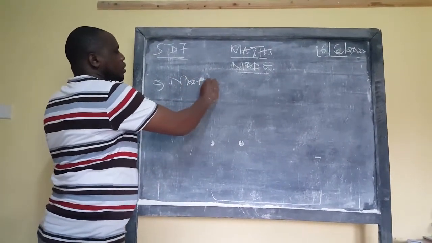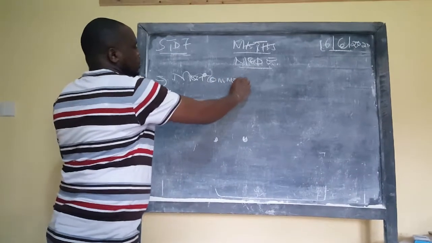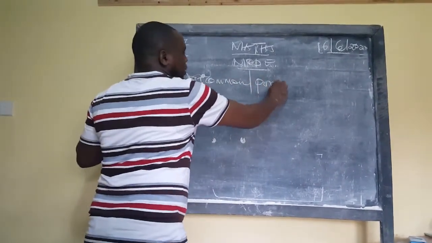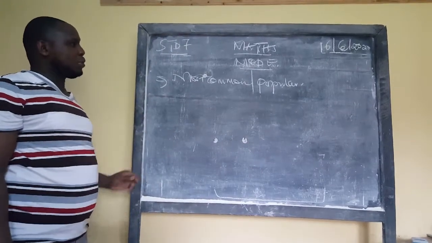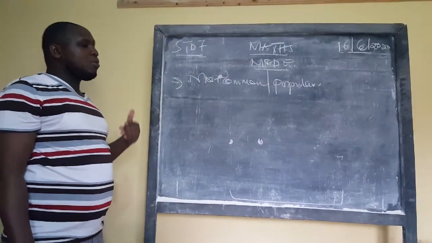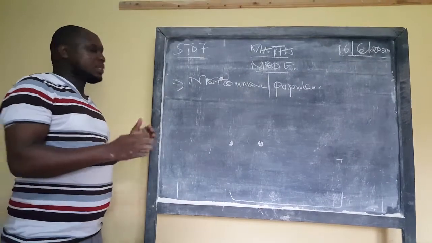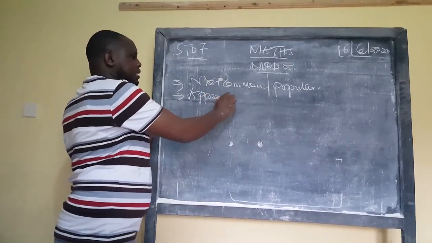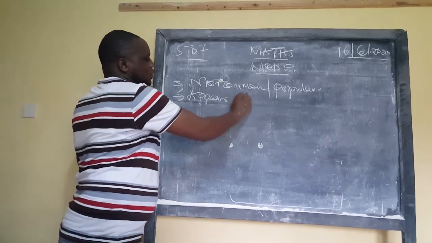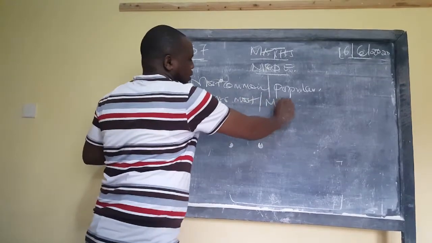Most common. Talk about most common or most popular. So those words can refer to mode. So in mathematics, when you talk about mode, you talk about the one that appears most. The one that appears many times.